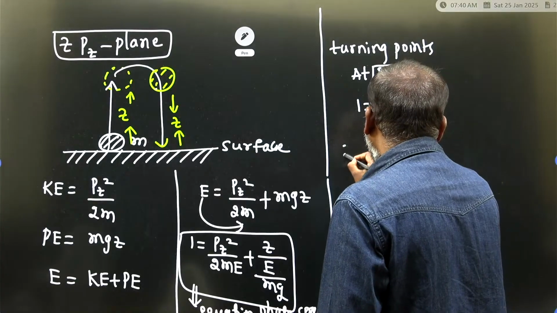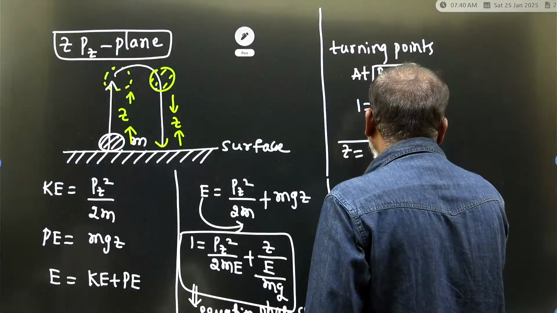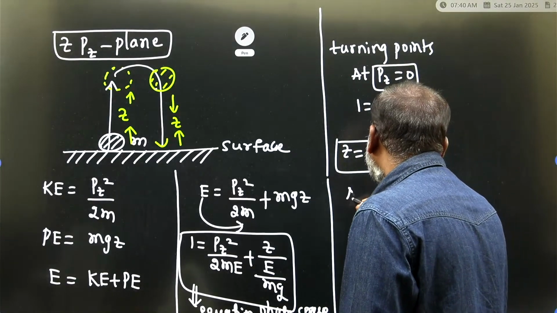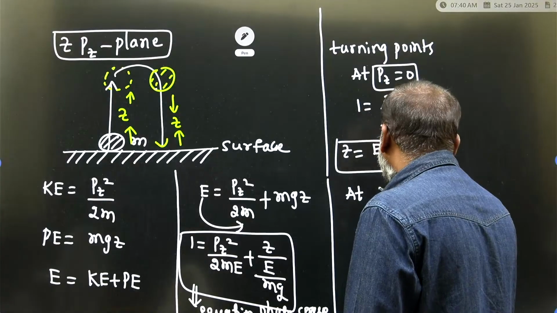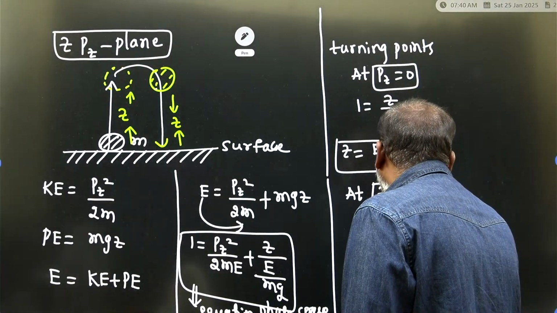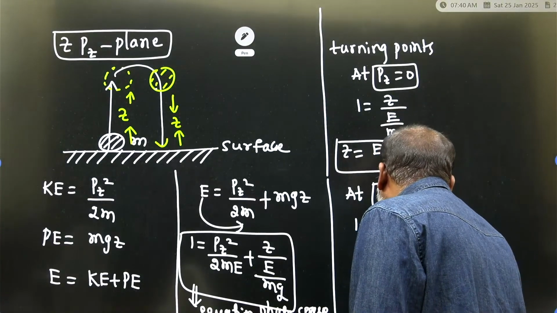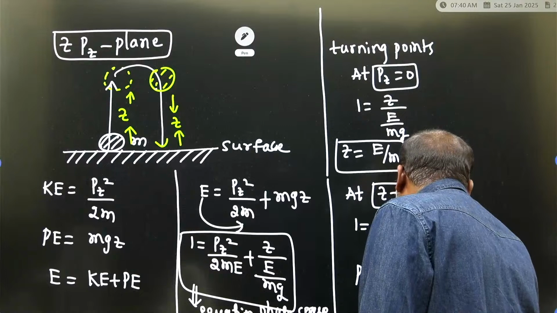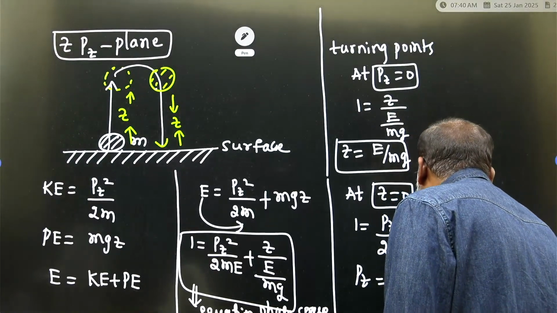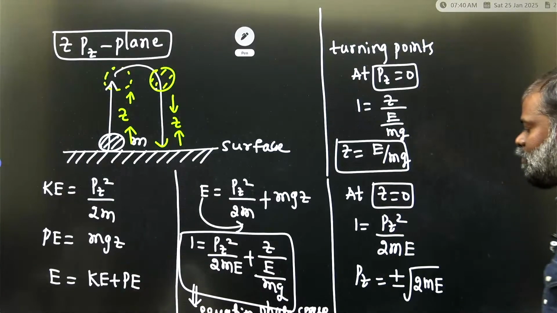So therefore z is equal to e by mg, we are getting. This is the z value we have to write. Now one more point you have to consider: taking the turning point at z is equal to 0, which one we have to get? pz square is equal to 2me. So therefore pz is equal to plus or minus square root of 2me.